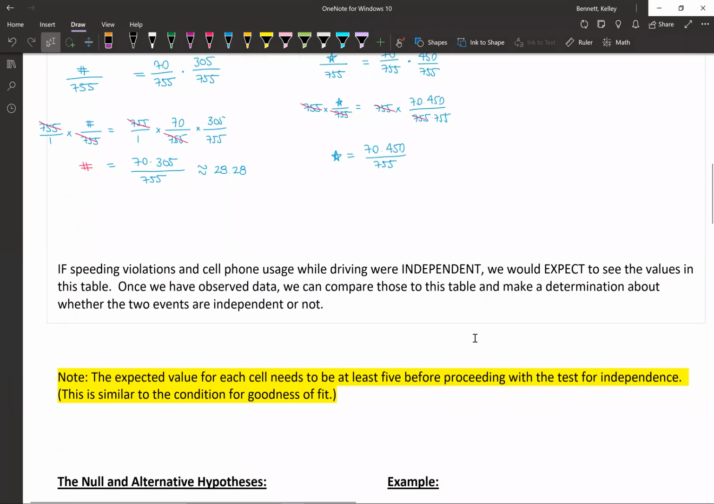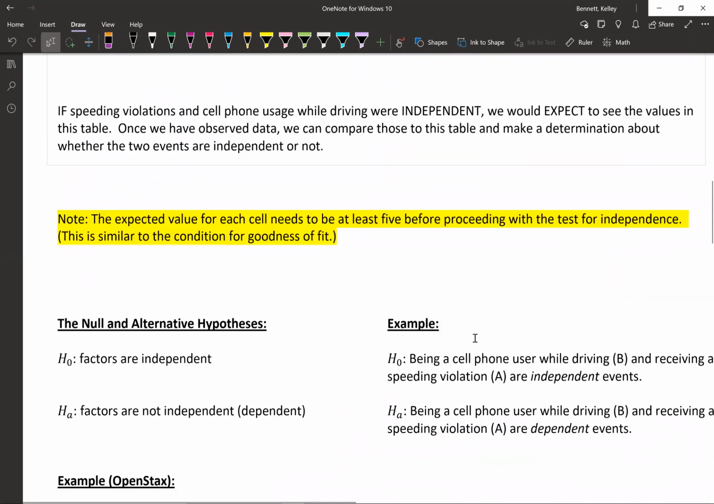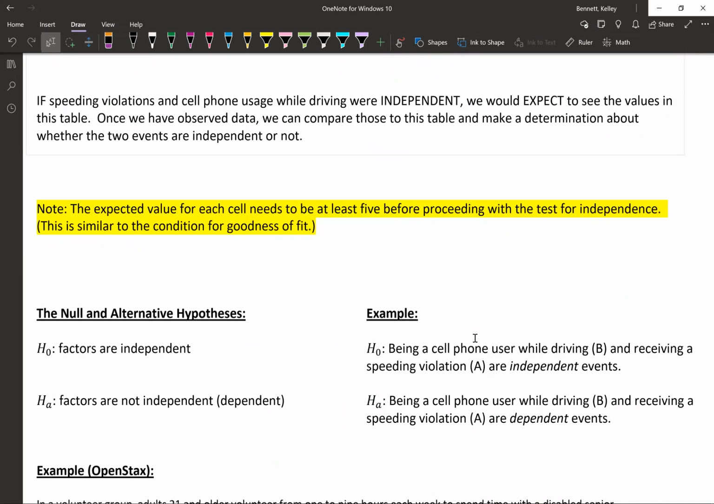So in summary, if speeding violations and cell phone usage while driving were independent, then you would expect to see the values in the table that we just did. If the observed data is very different, then we're going to have to reject the idea of independence. And just as in the goodness of fit test, we need to make sure that our expected values are at least 5 for every position in that table.